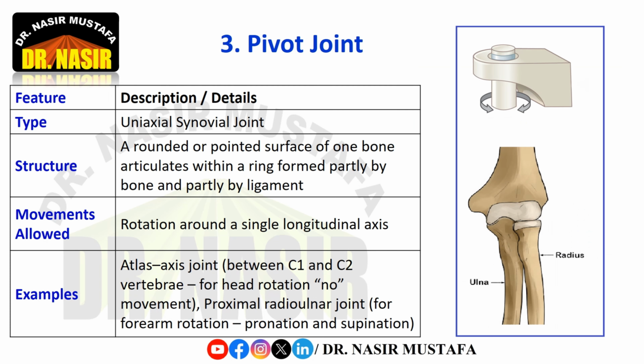The pivot joint is a uniaxial synovial joint, permitting rotation around a single longitudinal axis. Structurally, it consists of a rounded or pointed surface of one bone articulating within a ring, formed partly by bone and partly by ligament. Examples include the atlas axis joint between the first two cervical vertebrae, which allows head rotation, and the proximal radioulnar joint, which allows forearm rotation for pronation and supination.